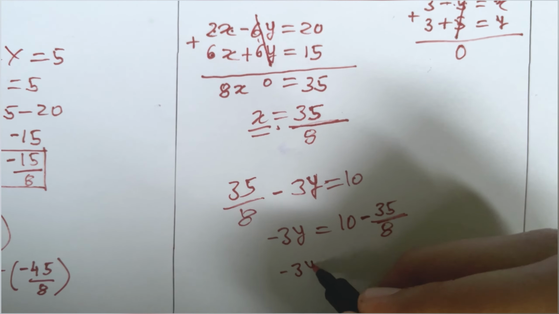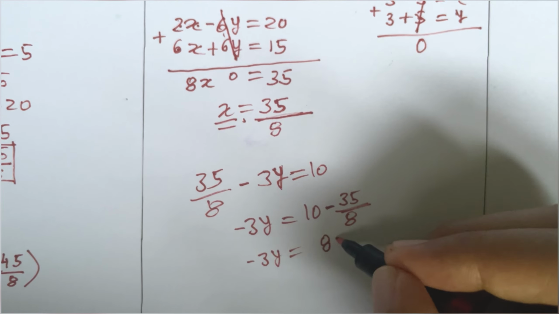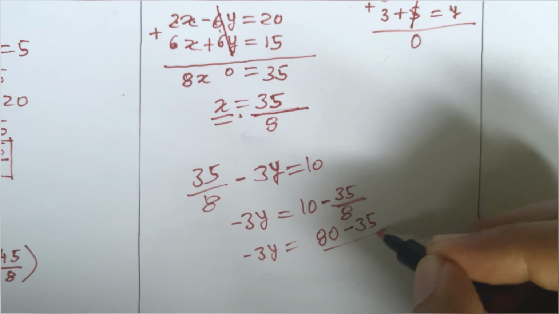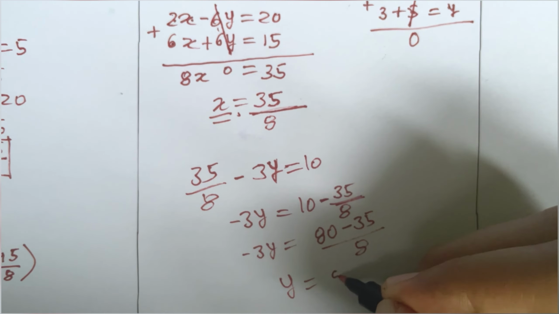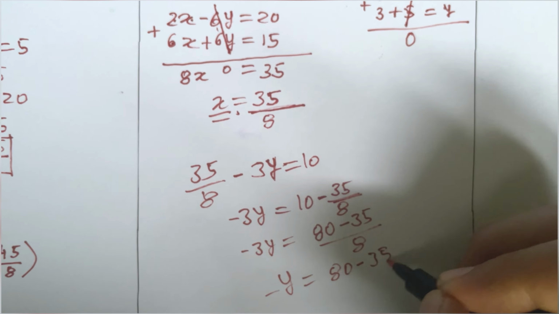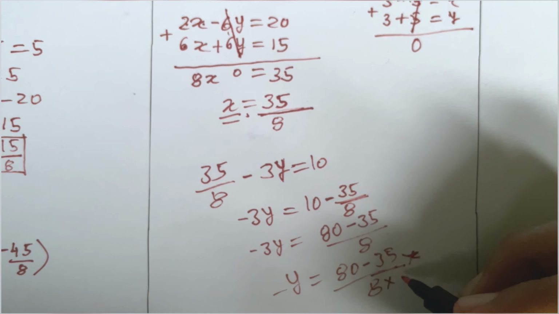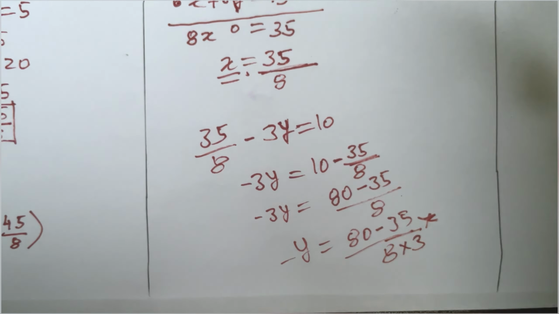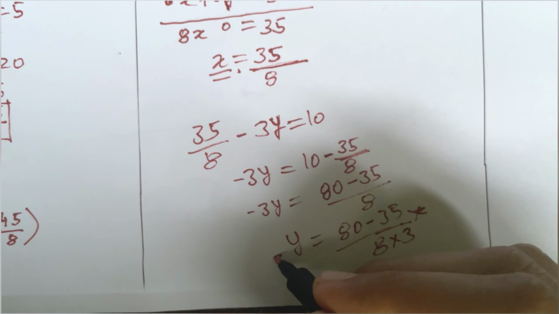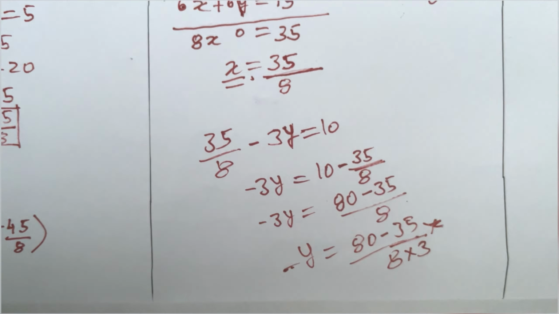So minus 3y equals 80 minus 35 by 8, and then y equals (80 minus 35) by 8 into 3. Okay, this is how we get the value of y. We will multiply here by minus 1, then this minus sign will be eliminated.